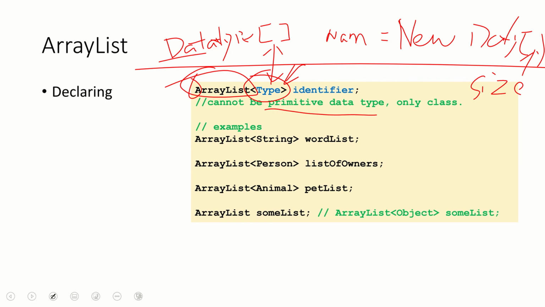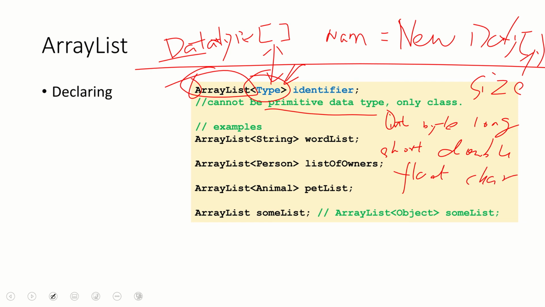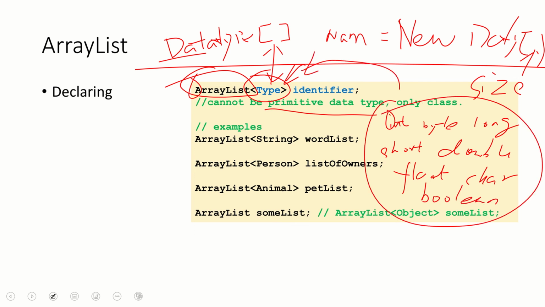What's a primitive data type? If you still remember, that is the lowercase, the first letter lowercase, right? int, byte, long, short, double, float, char, boolean, right? So all of them cannot be put into this type.